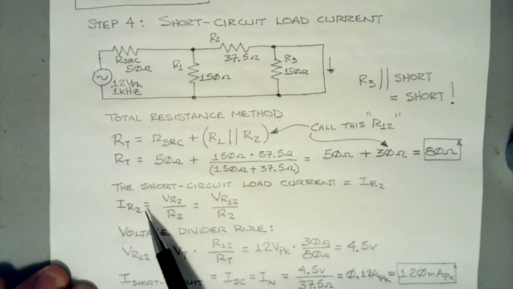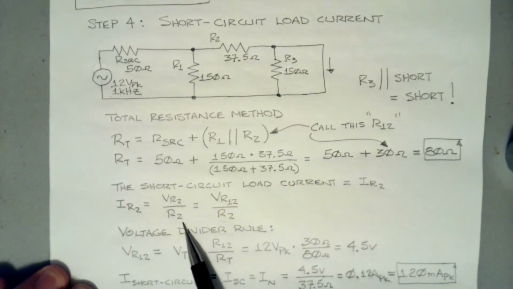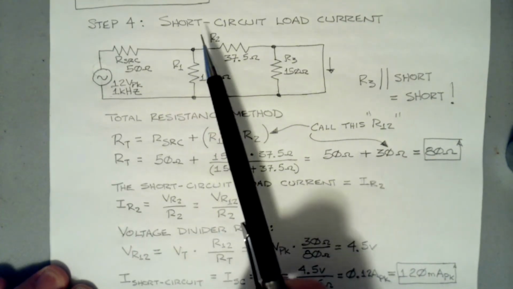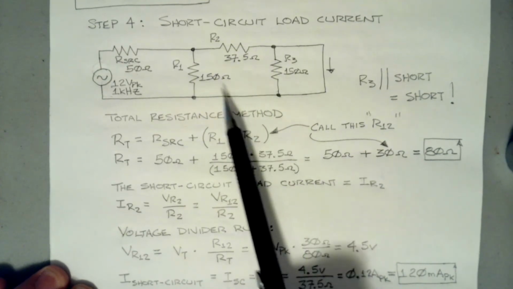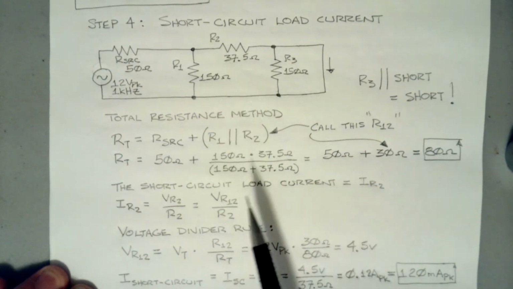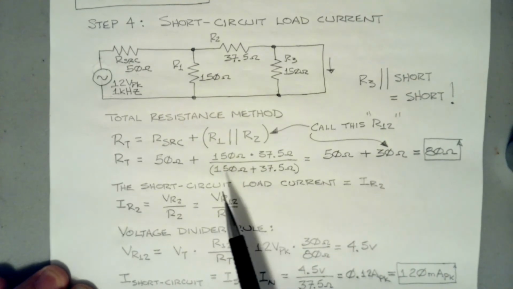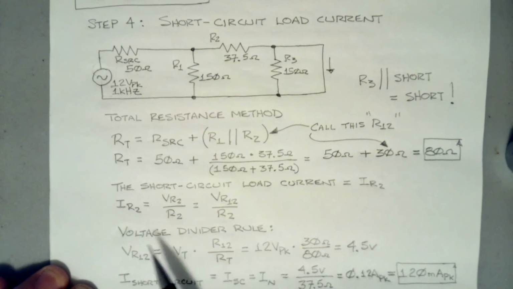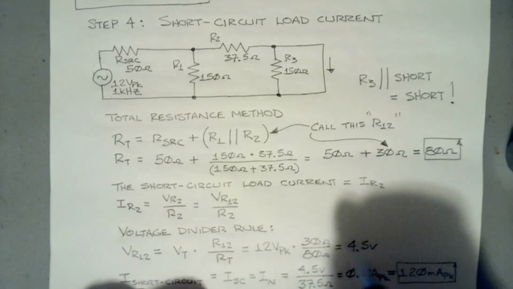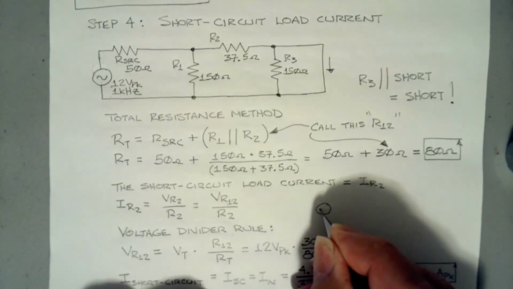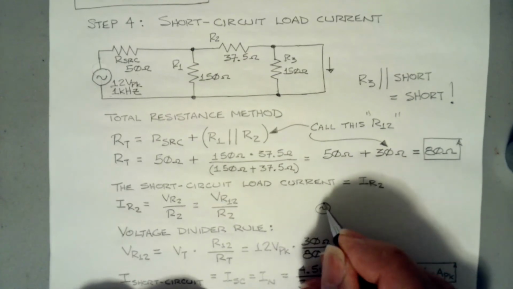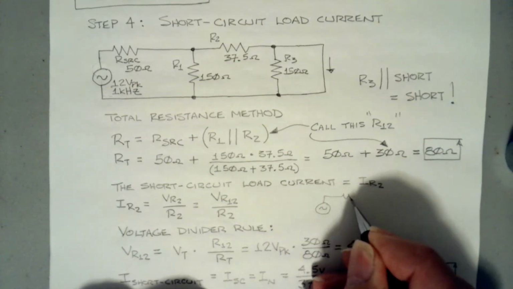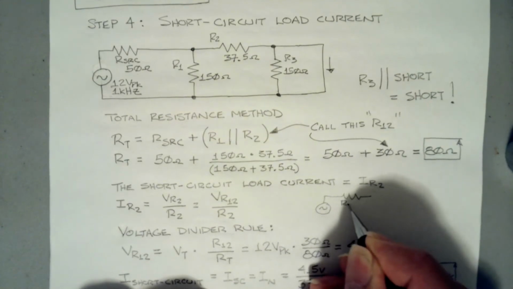IR2 is going to be equal to VR2 over R2. The voltage across R2, because R1 and R2 are in parallel, is the same as the voltage across that parallel combination, R12. We can use the voltage divider rule here, because essentially we have a voltage divider. If we want to, we can draw a little circuit here. There's our source.